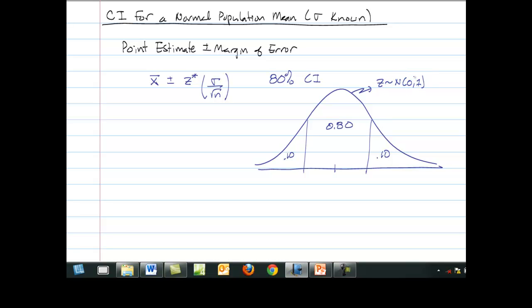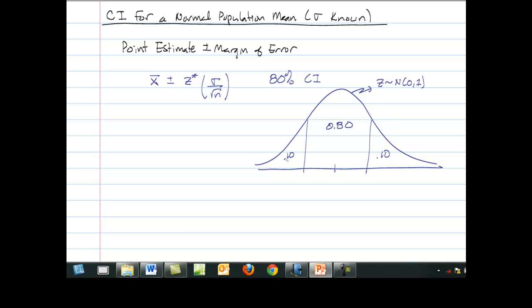So I should be able to grab my normal tables and then use my normal tables to find out what the Z star value is. So grab your normal tables, and what we want to do is look up on our normal tables 0.1 on the negative side, or 0.8 plus 0.1, or 0.9, on the positive side. So I'll give you a second to look those up.